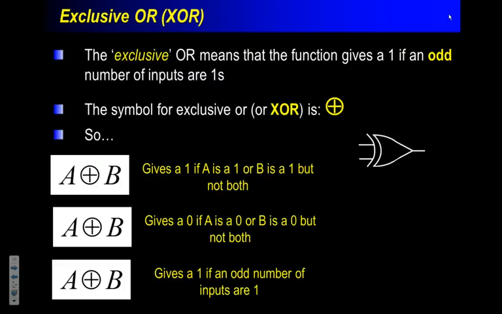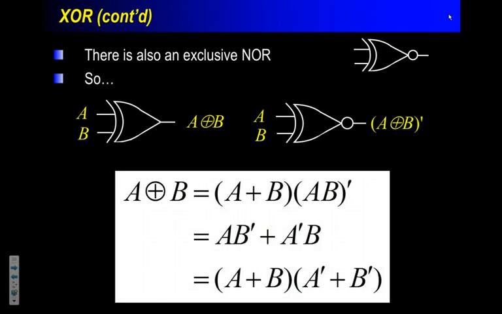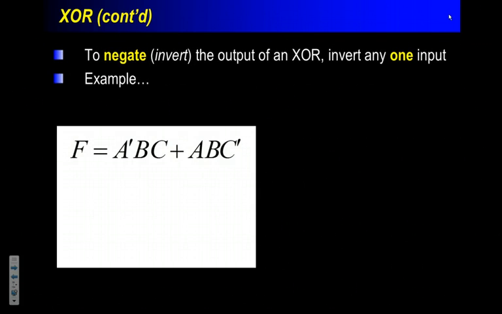Okay? All right. There's also an exclusive NOR, believe it or not. You don't need to know that. It's not in the IB curriculum. Okay? So that's the symbol A exclusive OR B, or XOR, A XOR B. Okay? This would be A XOR B naught, which is kind of fun to say. And it negates.